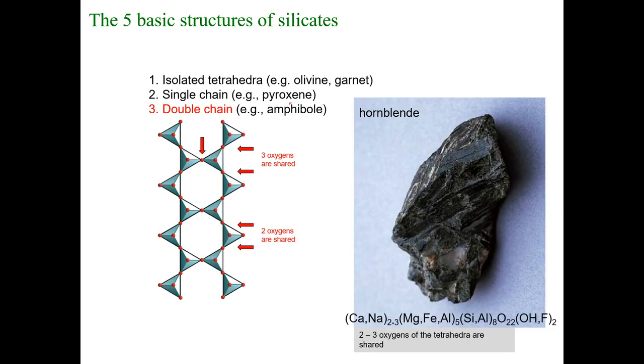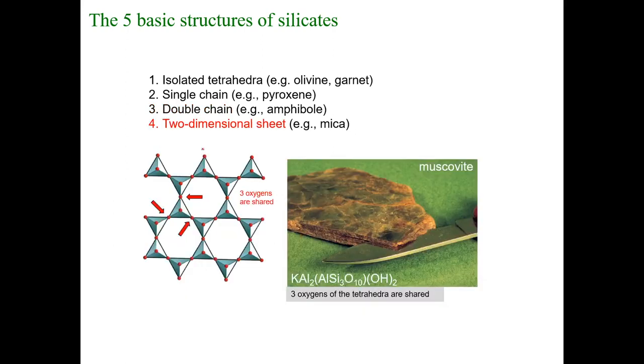We also have the double chains, in which we have 2 chains, but the chains themselves are connected. You'll notice that some tetrahedra will share 2 oxygens, and some will share 3. So that's the double chain, or the amphibole type. And remember, you should be familiar with all these silicate minerals: olivine, pyroxene, amphibole.